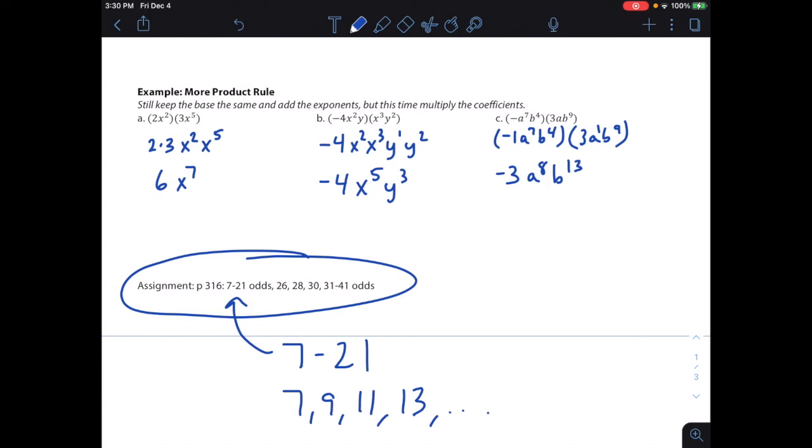And then some people took it one step further, and I thought this was kind of funny. They only did 7 and 21. They didn't do anything in between. So make sure you do the stuff in between too, but not all of them, unless it says all of them.